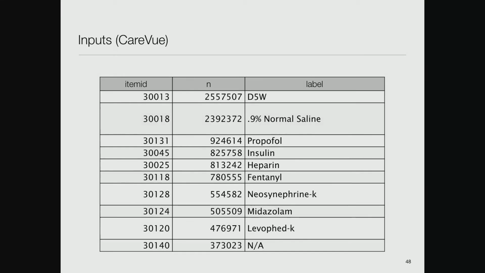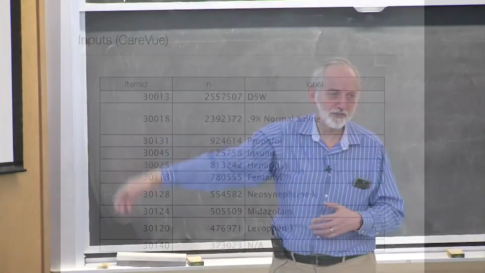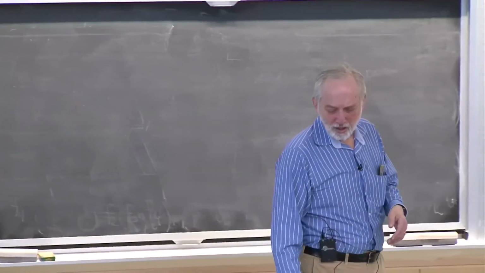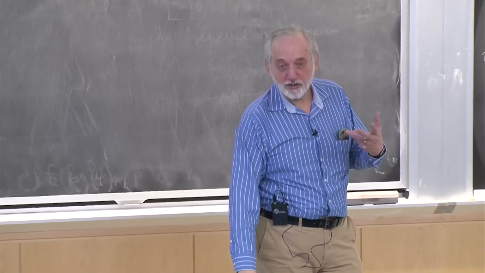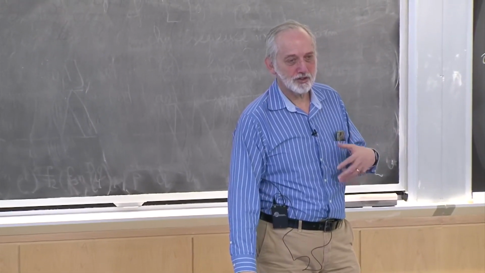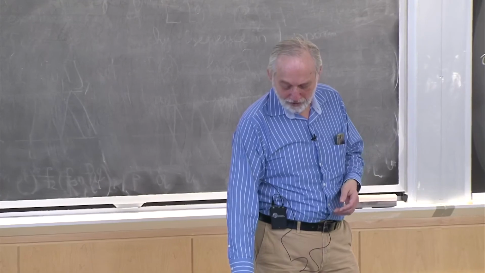Well, if you're tracking outputs, you should also track inputs, and so they do. D5W is dextrose in water, 0.9% normal saline. Propofol is an anesthetic, insulin, heparin, a blood thinner, etc. Fentanyl's, I think, an opioid, if I remember right. So these are various things that are given to people, and they affect the volume of the person. So this is an attempt to keep the person in balance and keep track of that.